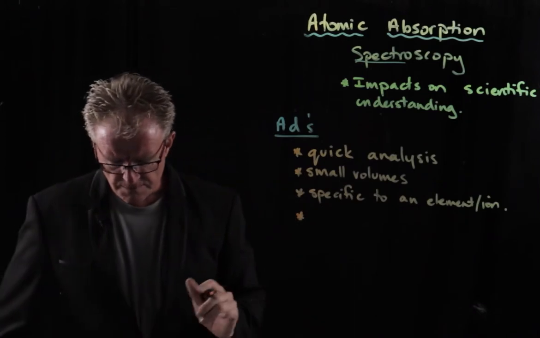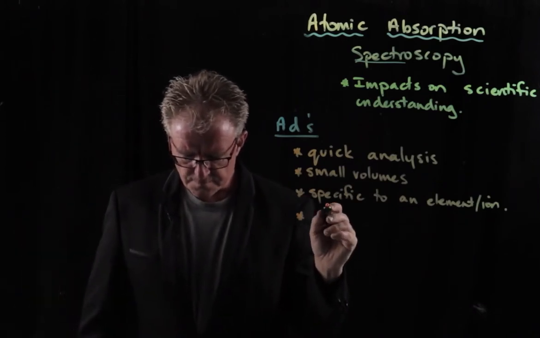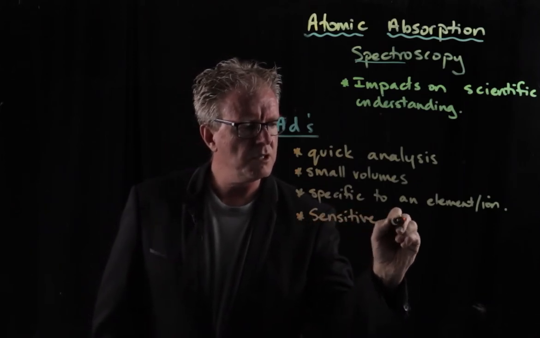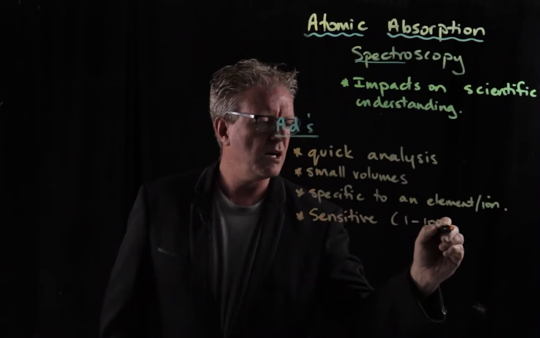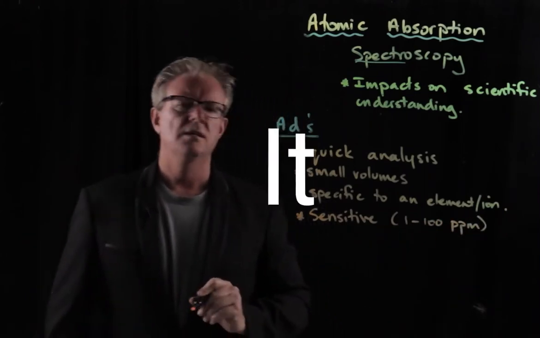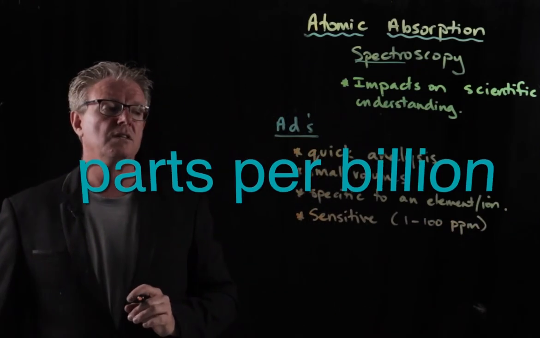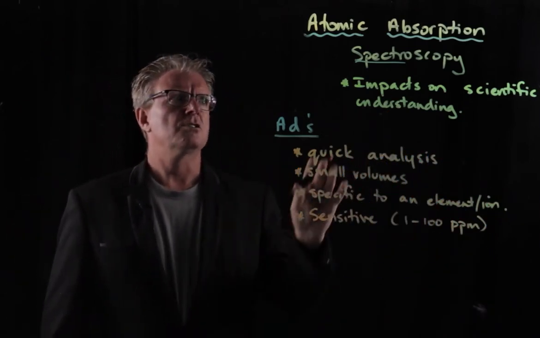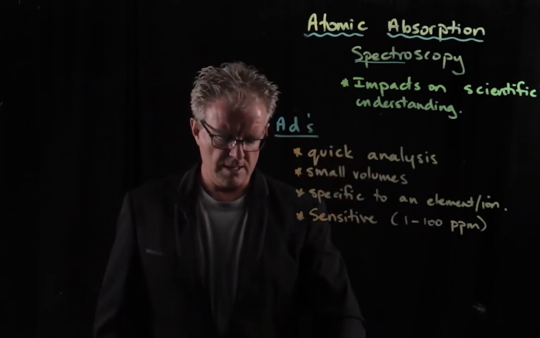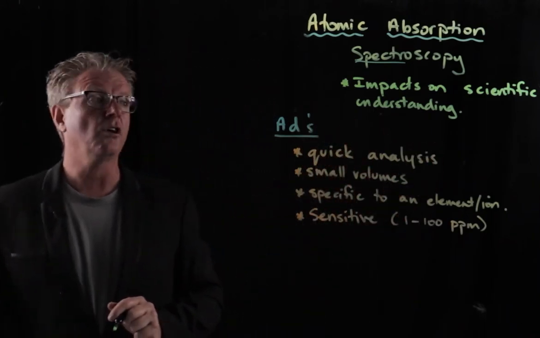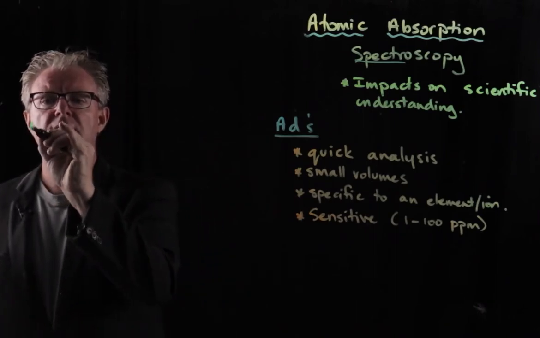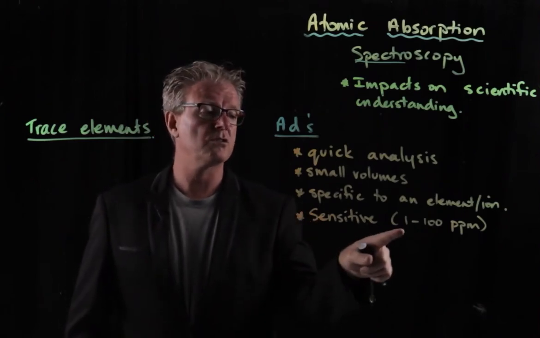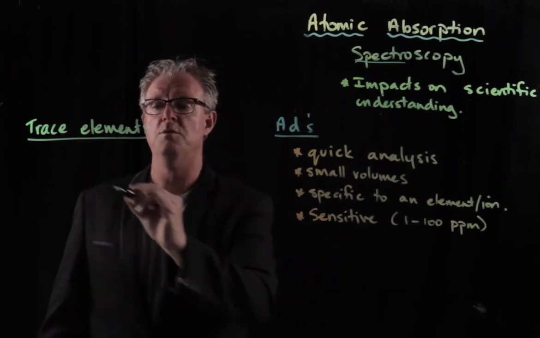Another advantage is the fact that it is very sensitive. It can measure between 1 to 100 parts per million. So very, very small quantities can be analysed, which is very different if you were to do wet lab techniques. So what does that mean in terms of our understanding of scientific knowledge? Well, a better understanding of trace elements. Trace elements are those elements that are present in micro concentrations, such as in this range here in parts per million.